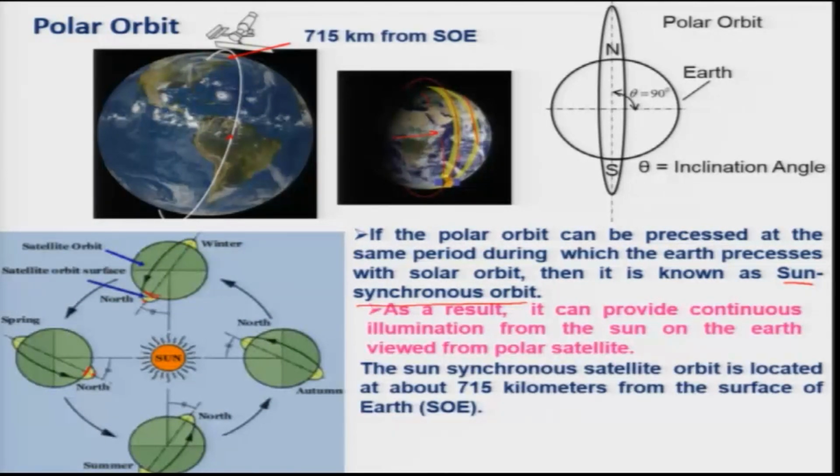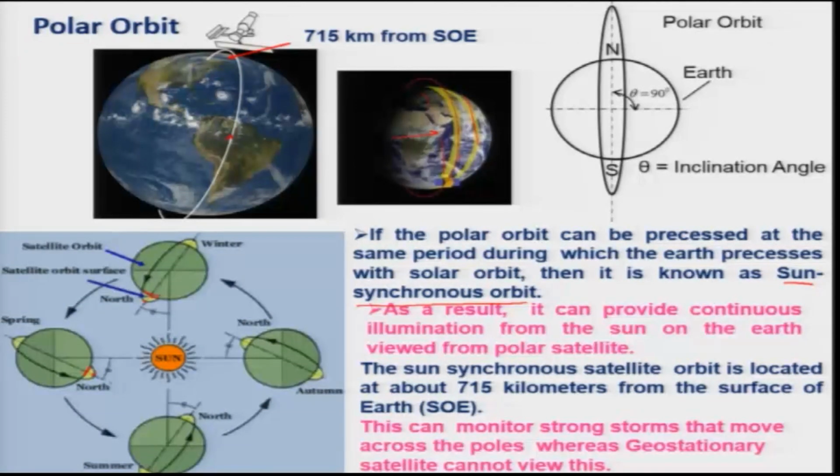And the sun synchronous satellite orbit is located about 715 kilometers from the surface of the earth. So, this can monitor strong storms that move across the poles, whereas the geostationary satellite cannot view whatever is happening around the poles, and that is the limitation of the geostationary orbit.